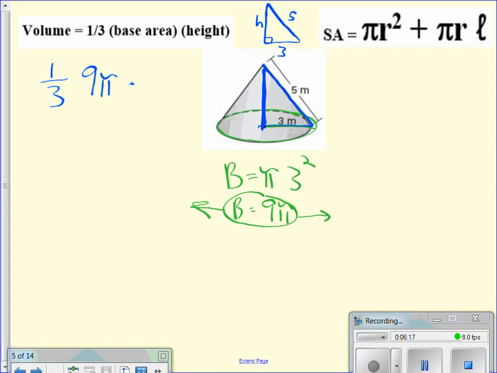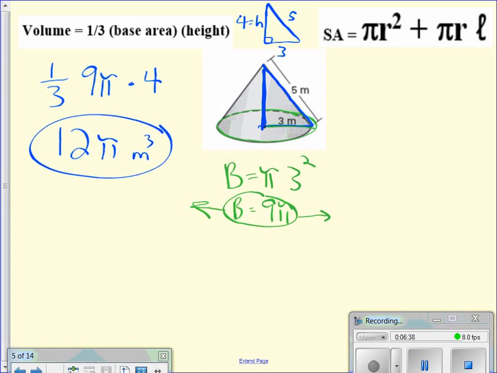If you didn't notice that, that's okay. You can do Pythagorean theorem again, but you would get, very good job, Omar, a height of 4. Beautiful. Plug that all in, you would get 12 pi, or it's something like 37.7. But 12 pi meters cubed works perfect.